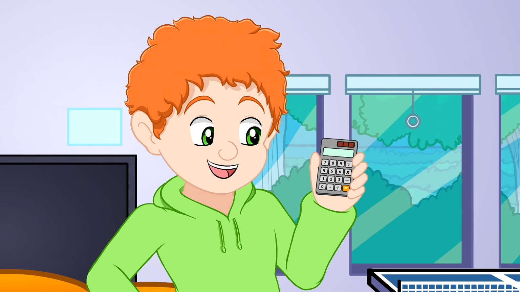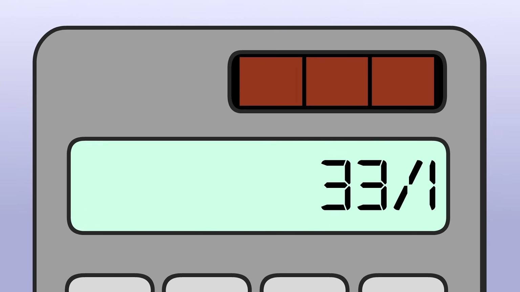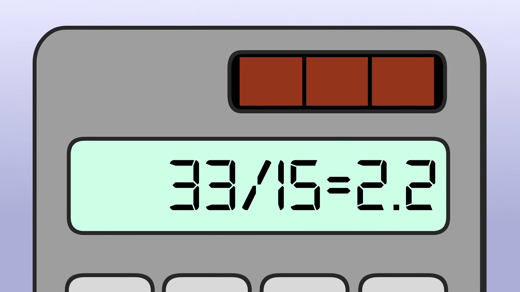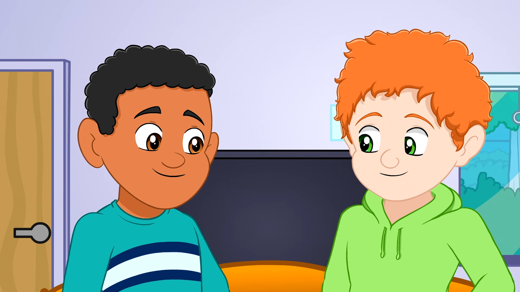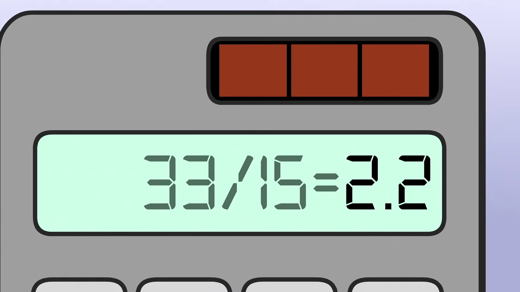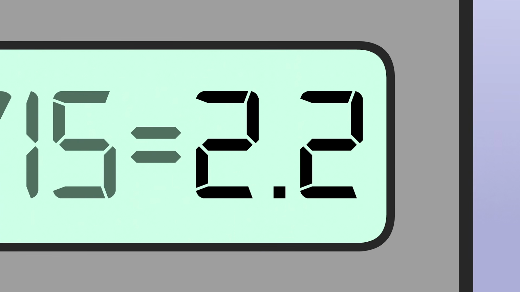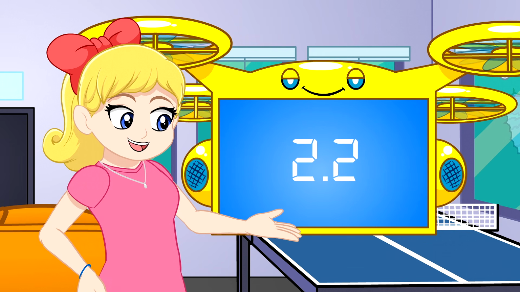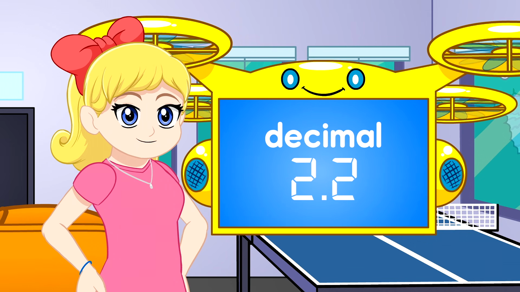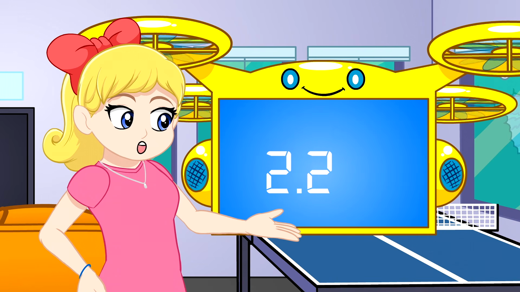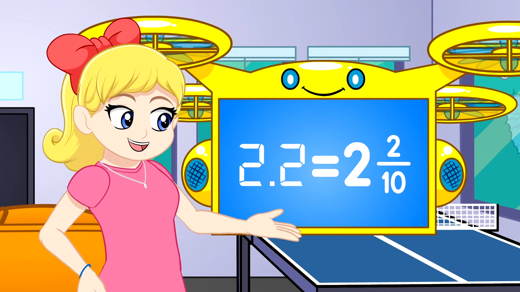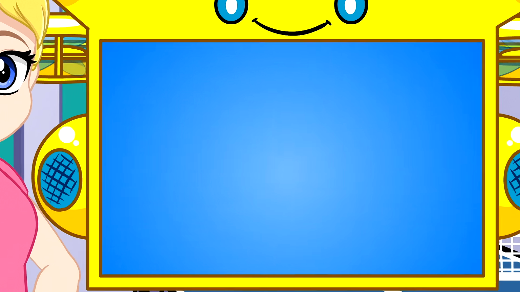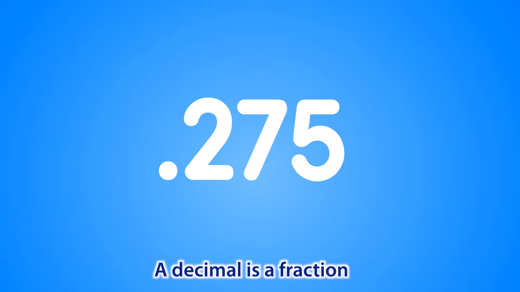Here, let me do that on my calculator. We each get 22. That can't be right. Here, let me see that. That says 2.2. 2.2, huh? That's a special kind of fraction called a decimal. 2.2 is more than 2, but less than 3. It can also be read as 2 and 2/10.